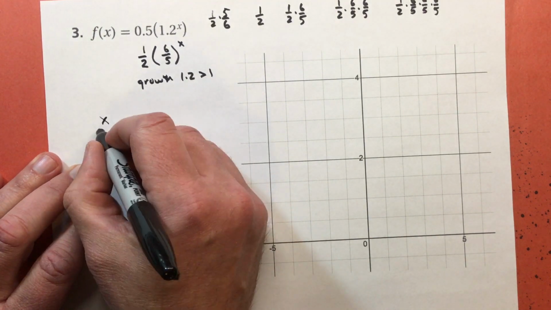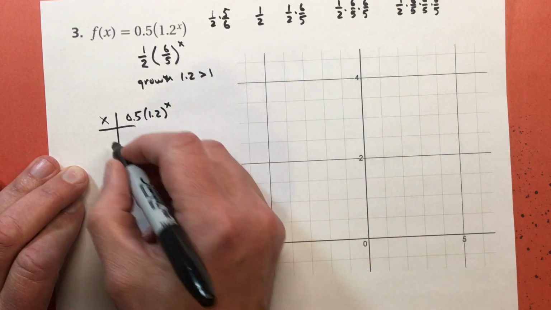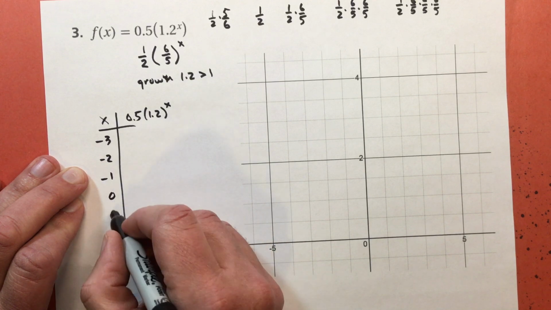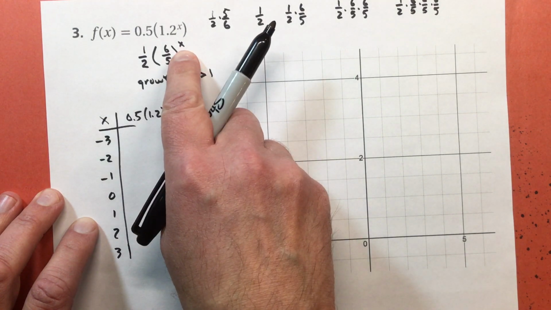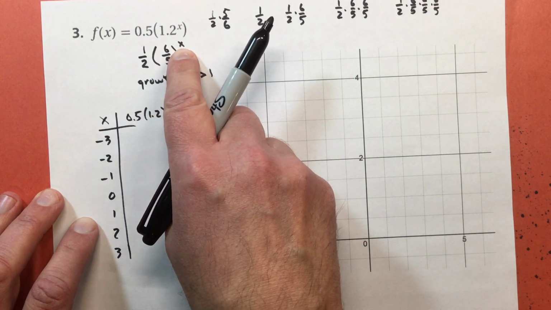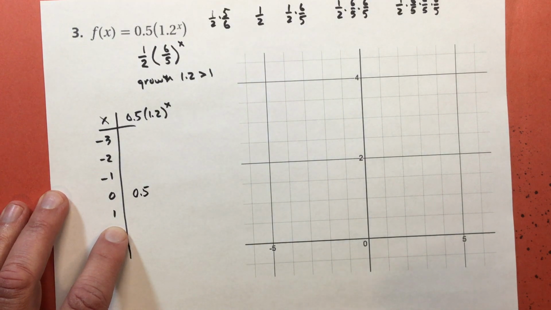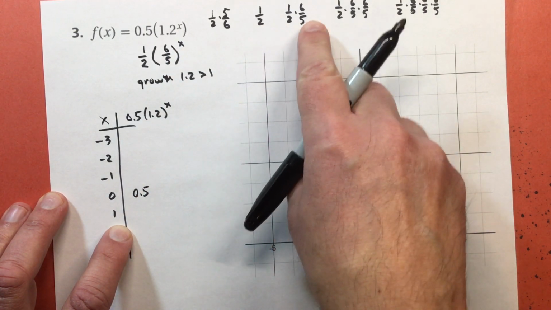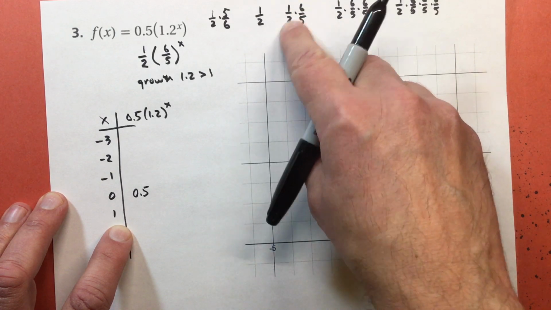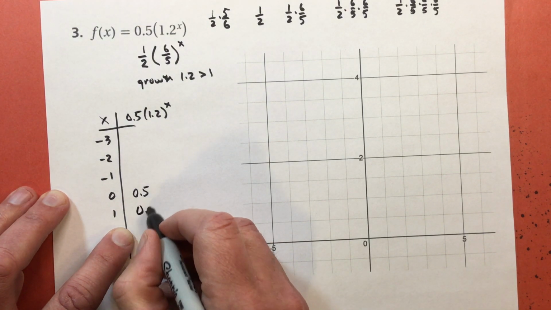So let's kind of sketch out a table here. 0.5 times 1.2 to the x power. -3, -2, -1, 0, 1, 2, 3. So, if I let x equal 0, any number to the 0 power, except for 0, equals 1. This is just 1/2 times 1, which is 1/2, or 0.5. Right, cool. If I let x equal 1, I get 1/2 of 6 over 5. The 2's kind of reduce, and I get 3 over 5. 3 over 5 is also 0.6.